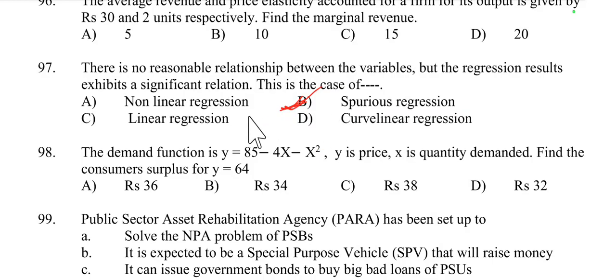And what is non-linear? Non-linear means modeling the relationship between variables with a non-linear function, which doesn't necessarily indicate a spurious relation. Then linear refers to modeling the relationship between variables using a linear equation, but it doesn't imply that the relationship is spurious, so it is not correct. Then curvilinear involves fitting a curvilinear model to data, which could indicate a genuine non-linear relationship. So these are different concepts, but here the right option is spurious regression.